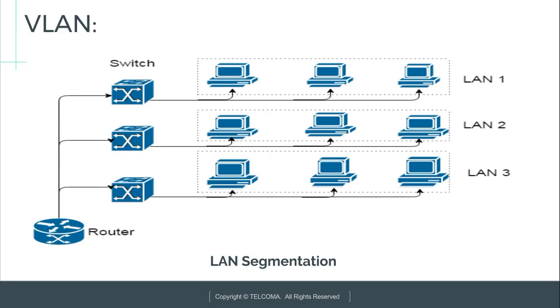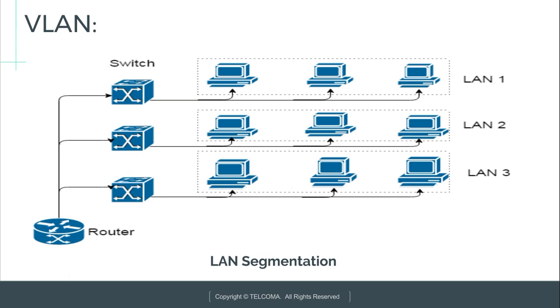Next, this diagram shows the LAN segmentation, where the network is divided into particular LANs, that is LAN 1, LAN 2 and LAN 3. Here the devices in LAN 1 are connected to a particular switch, the LAN 2 devices are connected to a second switch, and the LAN 3 devices are connected to switch 3. It means the different LAN segments have their own switches.